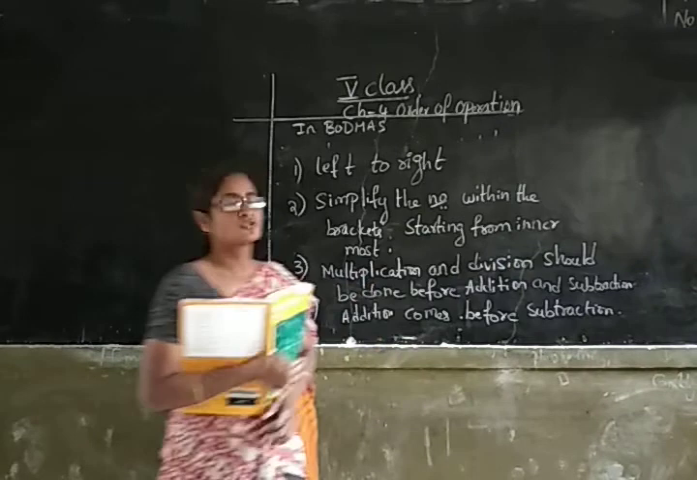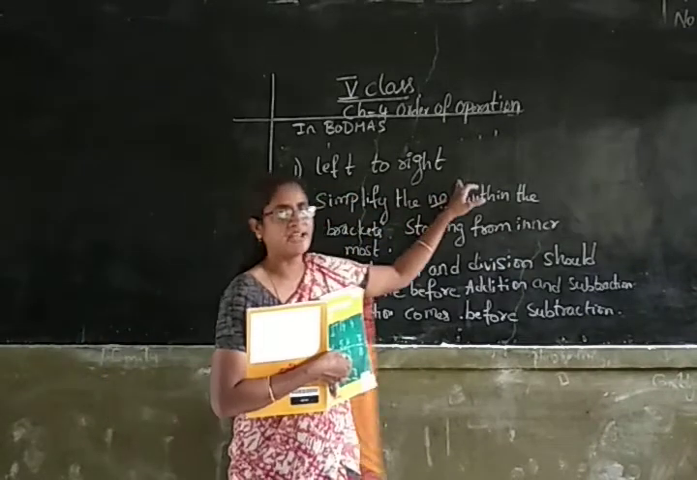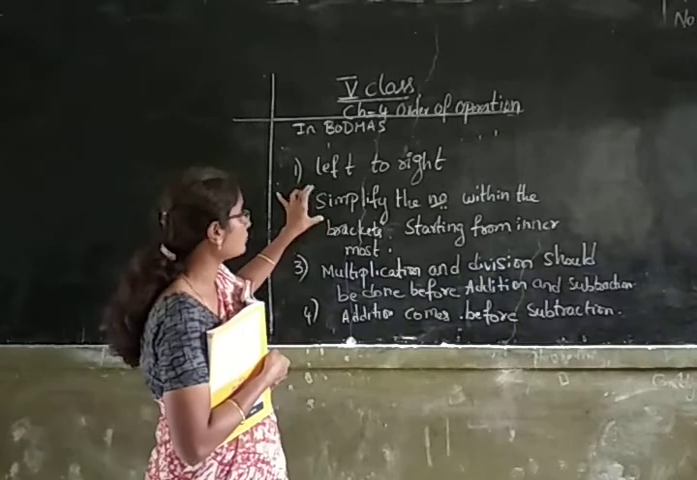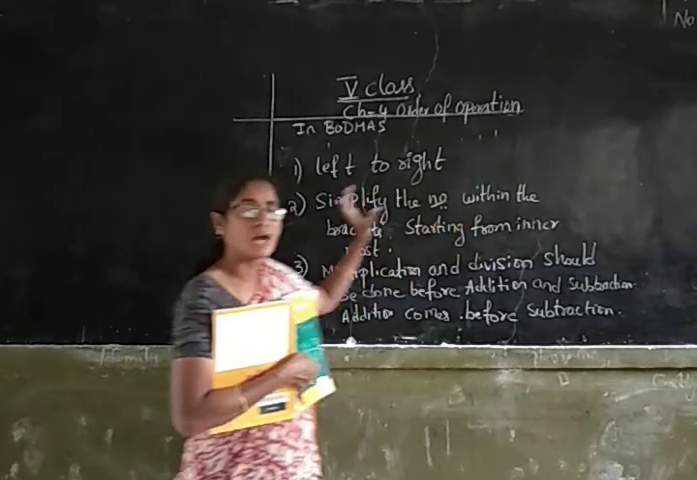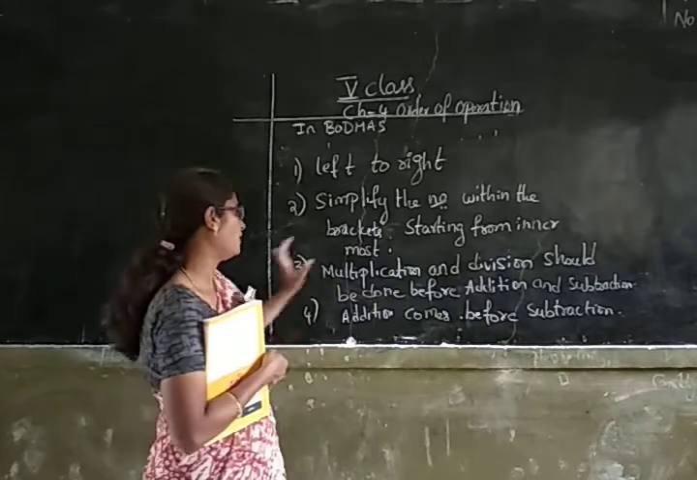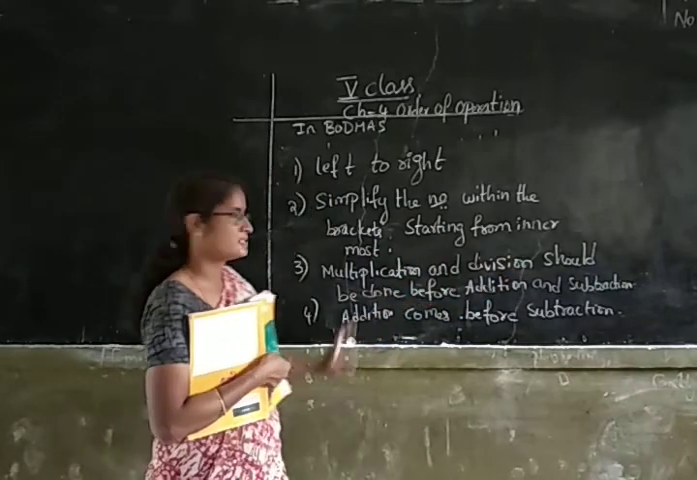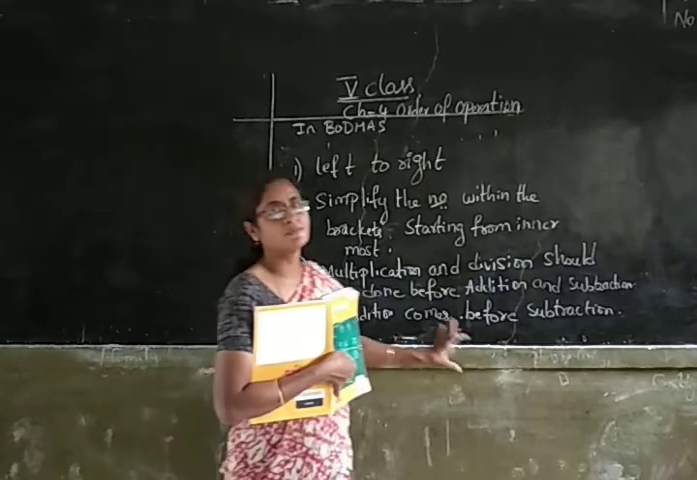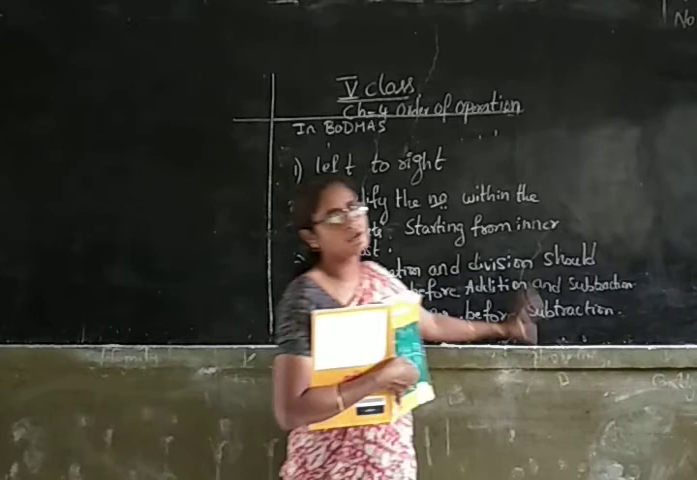Okay, children? So what are the rules? First, you have to solve the mathematical expression from left to right. You have to start the simplification from the numbers within the bracket, starting from the innermost bracket. After that, you have to do multiplication and division before addition and subtraction. Addition comes before subtraction. So first you have to do the addition and then only you have to do the subtraction.